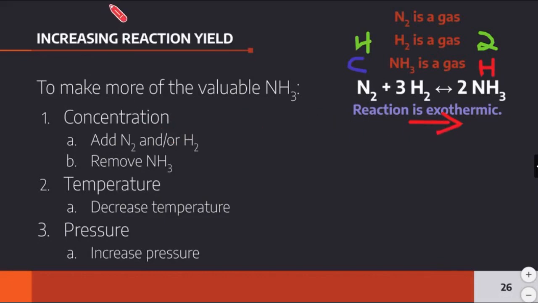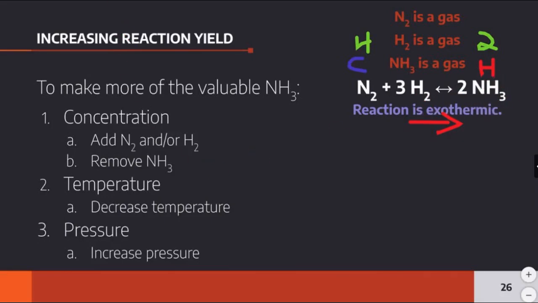Well, concentration-wise, if we want this reaction to go right, we want to add N2 and H2. Why? Because if we add N2 and H2, the reaction will try to undo adding these, so it'll try to go away from them. It'll shift right, which will make more NH3. So one way to produce more of the valuable NH3 is to add more cheap N2 and more cheap H2. That'll make more of the nice expensive NH3.